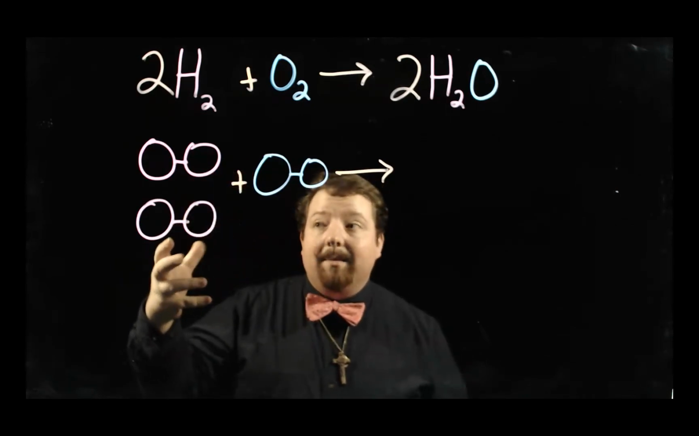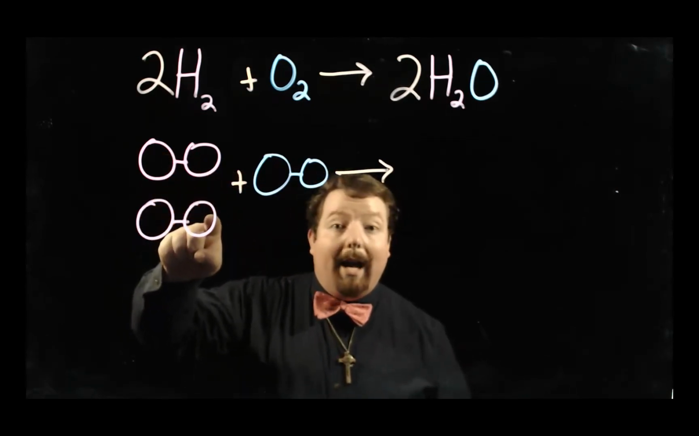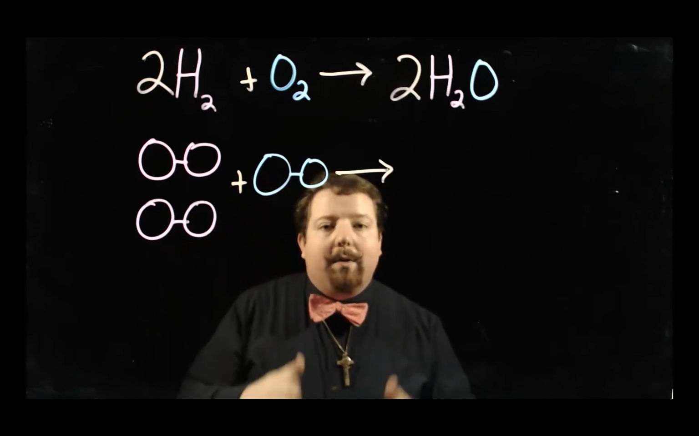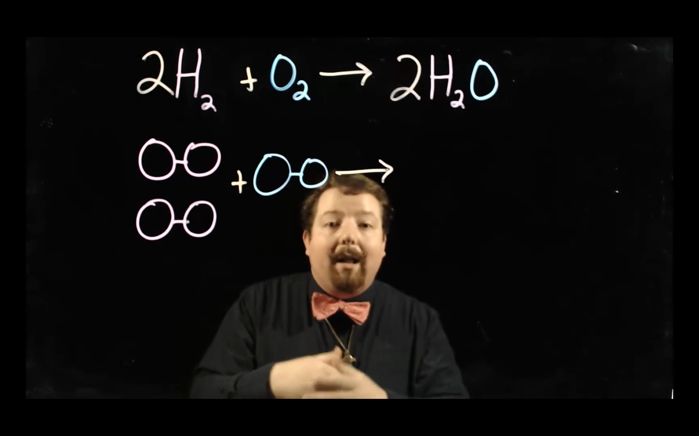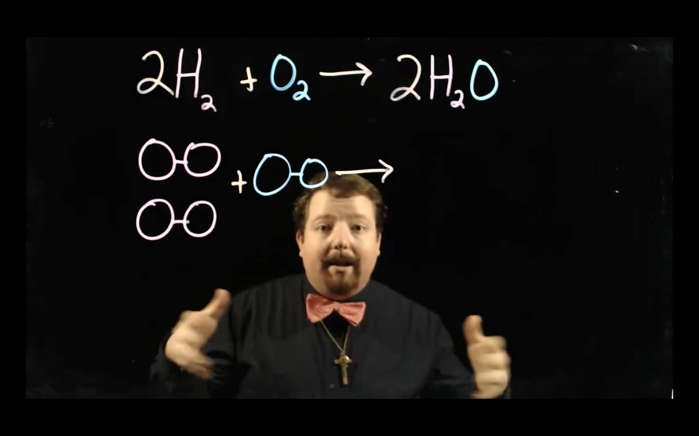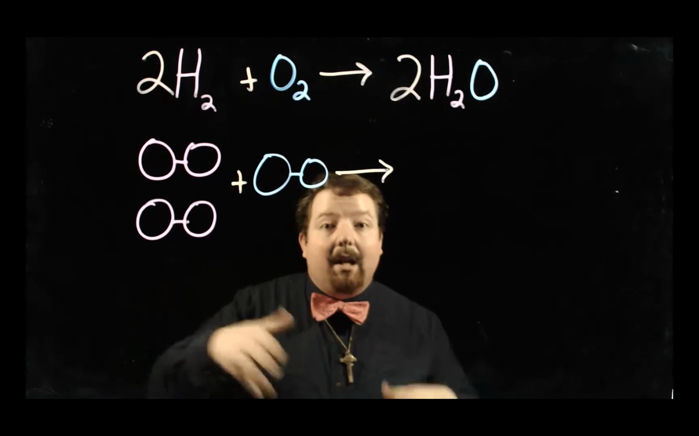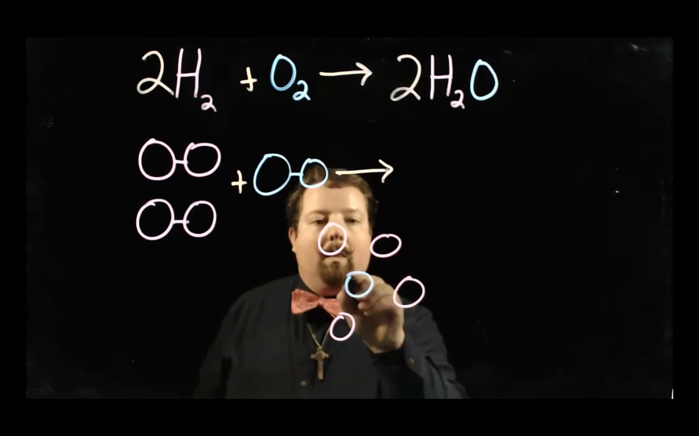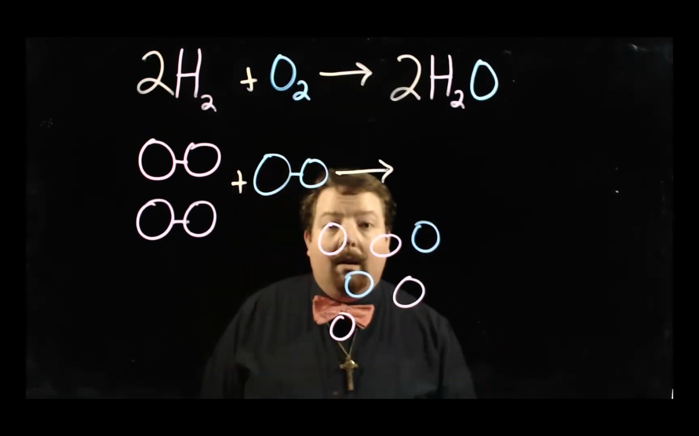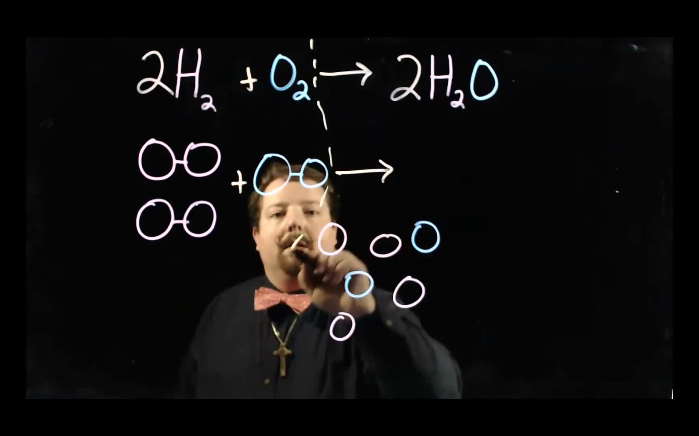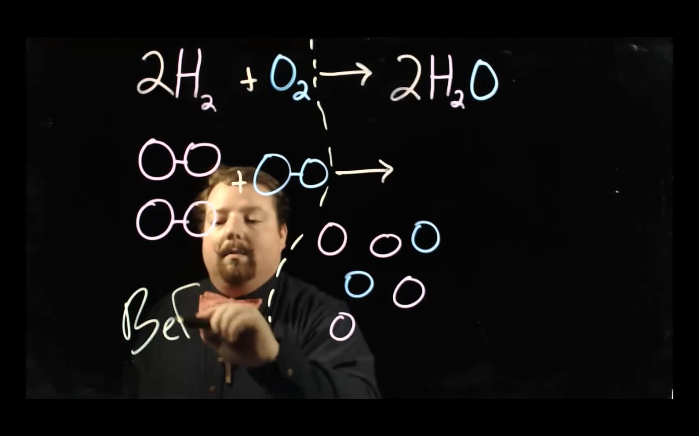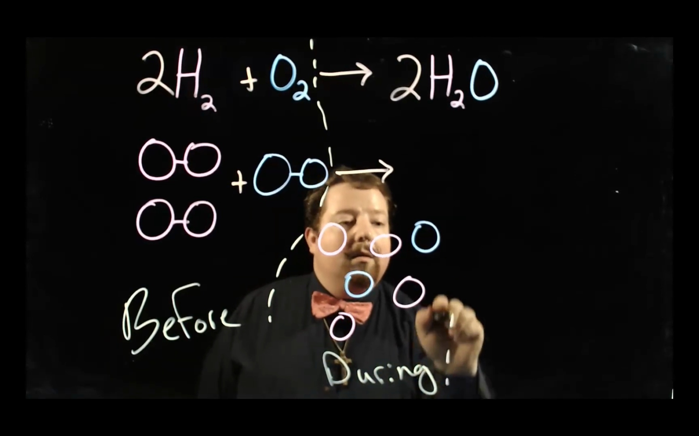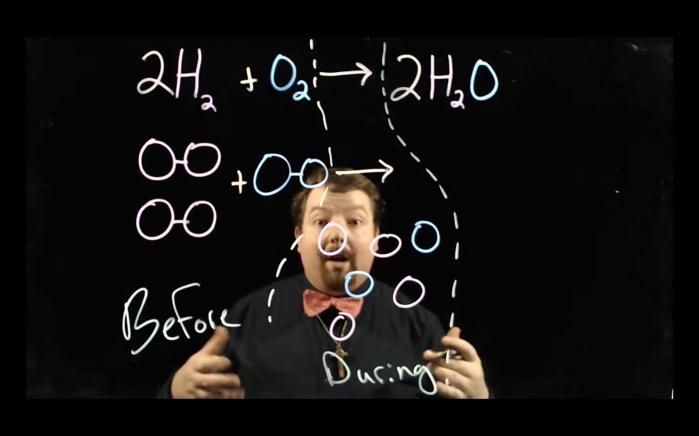If we're counting atoms, you can see we have 1, 2, 3, 4 atoms of hydrogen and 2 atoms of oxygen. So if we draw that in the middle, once all of the molecules separate into their separate elements, we can see all of those atoms just moving around. So now we have our before, we have our during reaction, and now we need to draw the after.